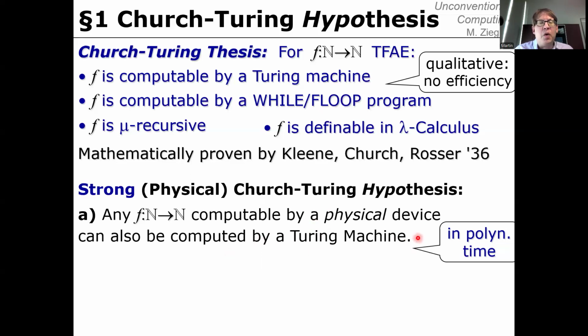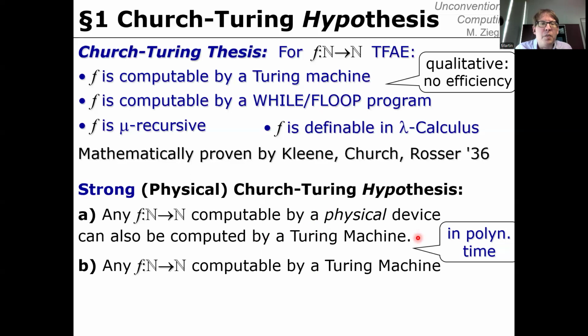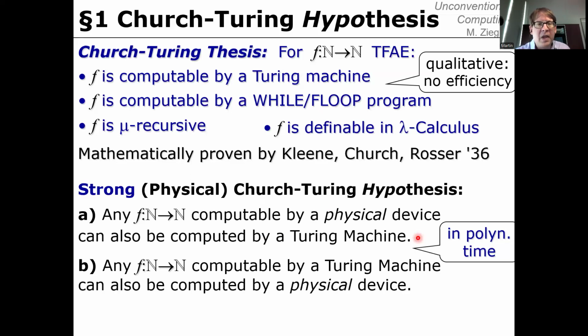But it turns out this is only one of the two sides of the coin of the physical Church-Turing hypothesis. The other side of the coin says the opposite. Anything that can be computed by a Turing machine qualitatively or in polynomial time efficiently can also be computed by a physical device. And this is often the second part of the physical Church-Turing hypothesis that people tend to ignore or neglect because it seems so obvious, right?